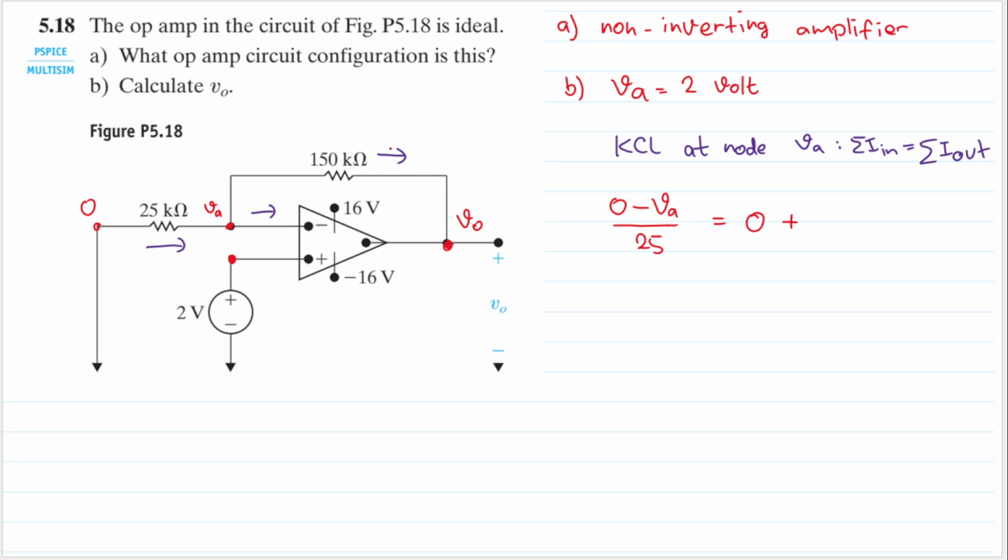Okay, let's find this current here via Ohm's law. That is VA minus V0, so we will have VA minus V0 divided by the resistance between them, which is 140. Okay, let's put in VA equal to 2 volt first. So we will have 0 minus 2 divided by 25, and this will equal, I don't need to write this 0 anymore, right? Because 0 plus this is just this one. Inserting VA here, we will have 2 minus V0, divided by 140. Okay, this is minus 2.